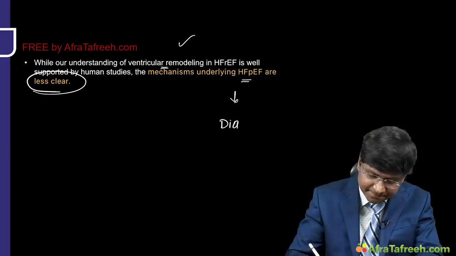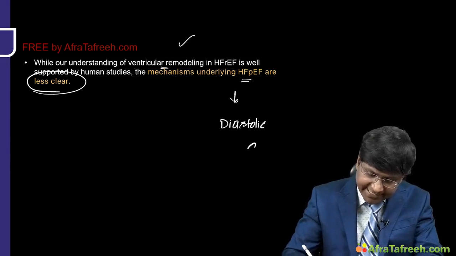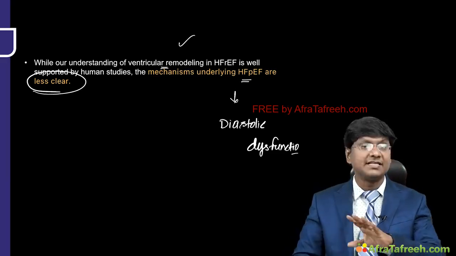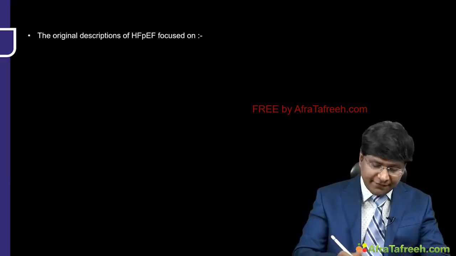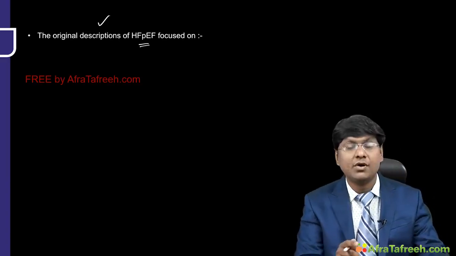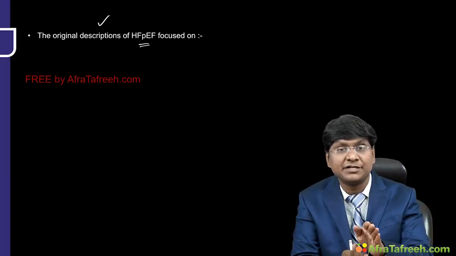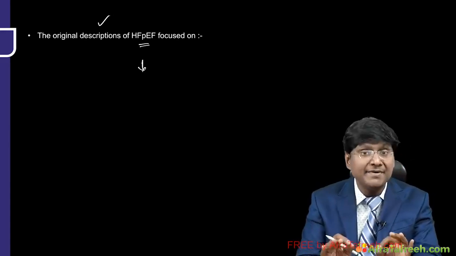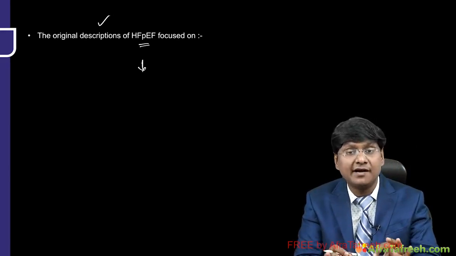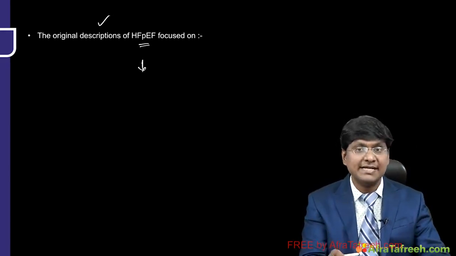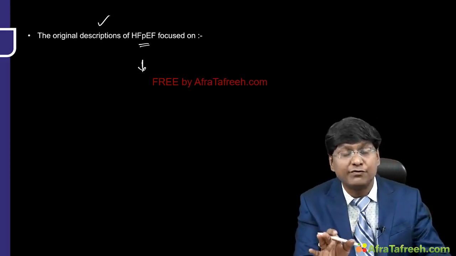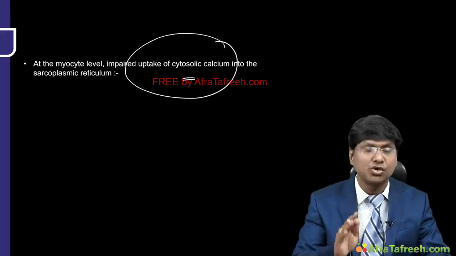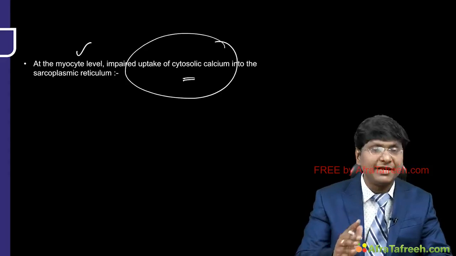see, preserved ejection fraction is nothing but diastolic dysfunction, right? Preserved ejection fraction is nothing but diastolic dysfunction. So if you see the description of heart failure with preserved ejection fraction, why is there diastolic dysfunction? The primary mediator of the heart failure signs and symptoms in diastolic dysfunction is impairment of uptake of cytosolic calcium at the myocyte level.